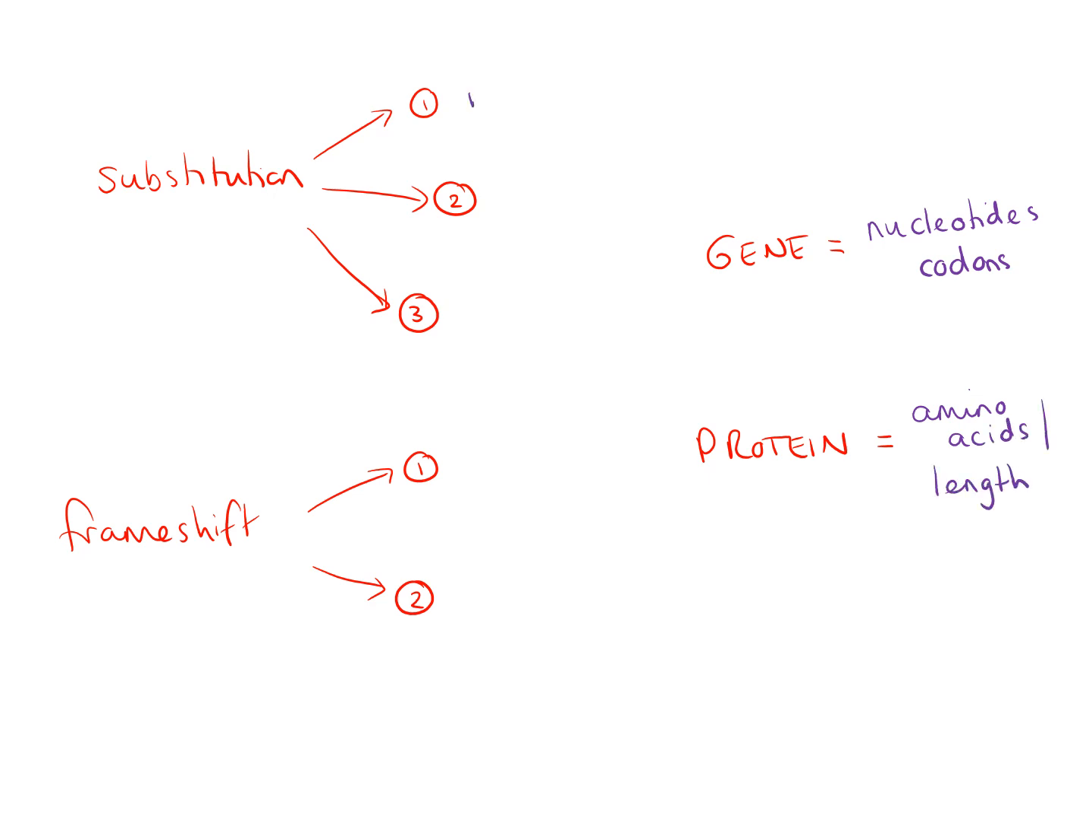So remember our three types. We had missense, we had nonsense, and we had splice site mutations. So if we were asked about the effect of a missense mutation on the gene, again, we're referring to our nucleotide. So one nucleotide was swapped for another, and therefore one codon is going to be different. Effect on the protein, because we've changed one codon, one amino acid is going to be different.